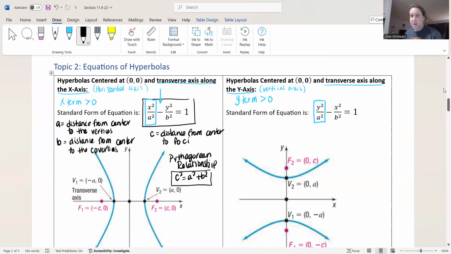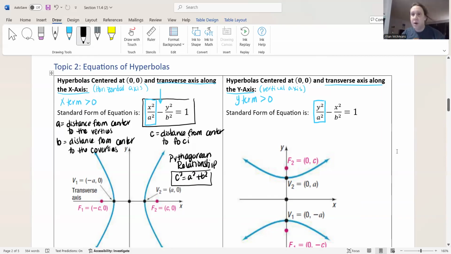A is still going to be the distance from the center to the vertices, but this time your vertices are going to be running along the y-axis. Okay, so we're going to be playing around with our y's instead of our x's. B is going to be the distance from the center to the co-vertices, which is going to be running along the x-axis, and then the foci are going to be along that vertical axis again. So A, B, and C represent the same thing. They're just going to be in different locations from one version of a hyperbola to the other.